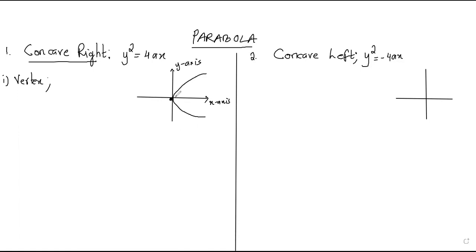Right now, where is the vertex? Right now, the vertex is at, what are the coordinates of the point? 0, sir. 0, 0. That is called the vertex point.